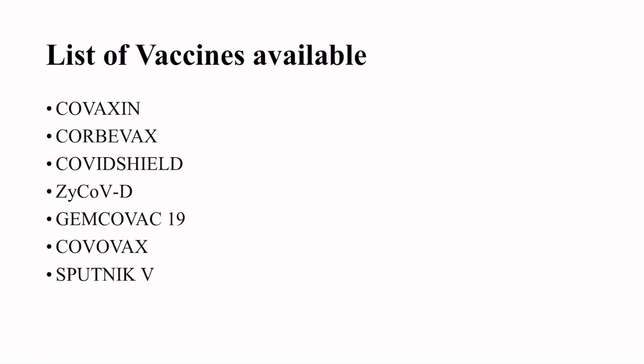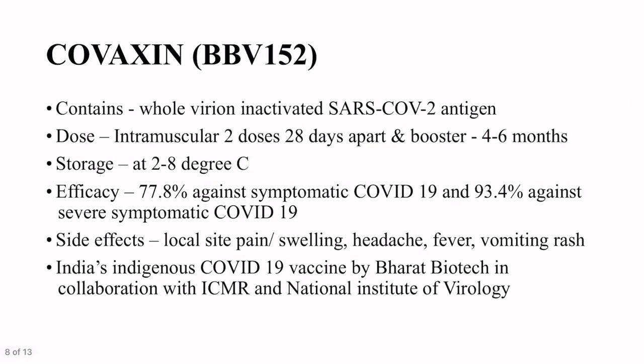The list of vaccines available in India are Covaxin, CORBEVAX, Covishield, ZyCoV-D, Gemcovac 19, Covovax and Sputnik V. To begin with, we'll start with Covaxin. The scientific name for Covaxin is BBV152. It contains a whole virion inactivated SARS-CoV-2 antigen.